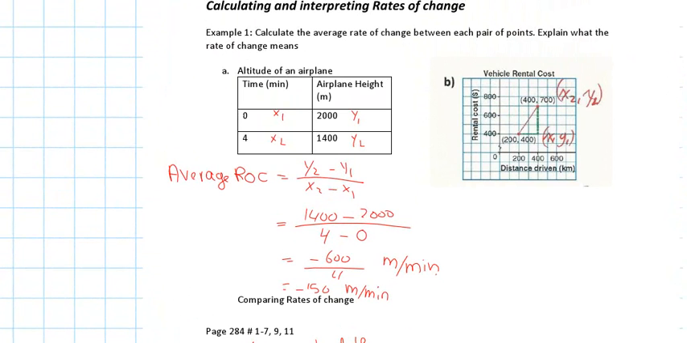So my rise is going from 400 to 700. So that's 300. And my run is going from 200 to 400, that's 200. Or I can do the same formula, okay? So I can do the same formula with finding the average rate of change is y2 minus y1 over x2 minus x1. So that's going to be 700 minus 400 over 400 minus 200.